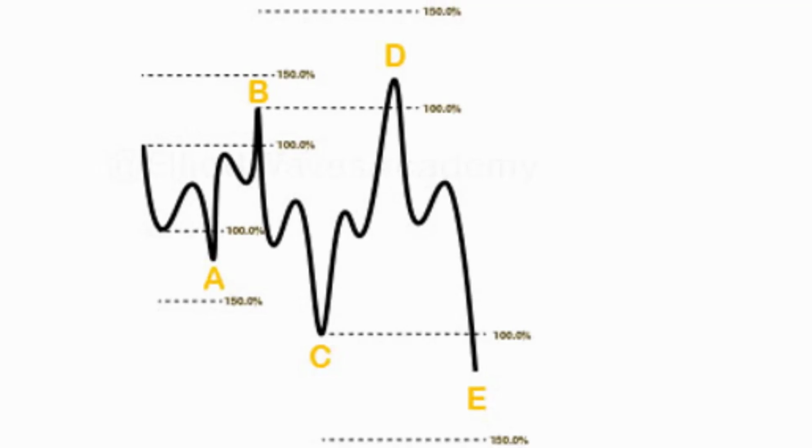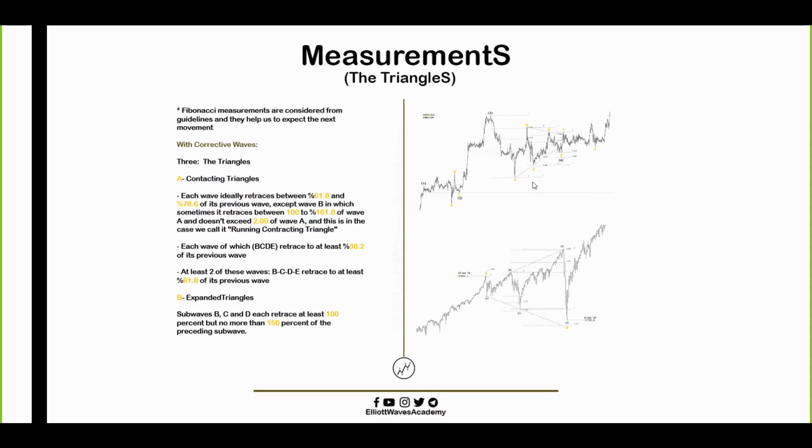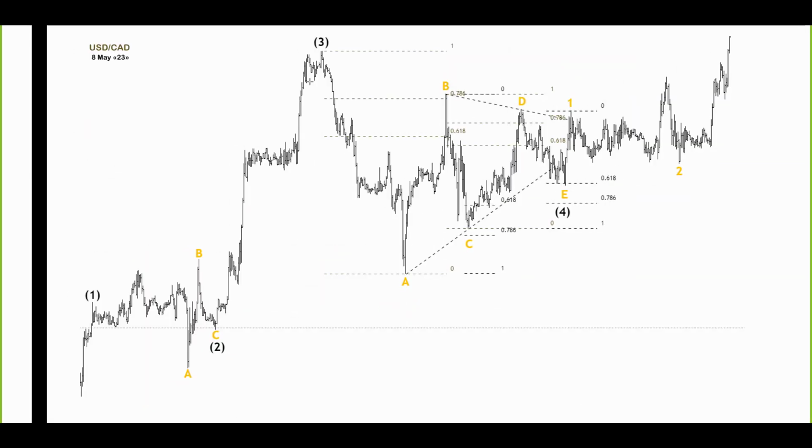I guess this is enough talking theoretically, and it's time to talk about these patterns practically. First we will talk about the contracting version of triangles, and then we will see an example of the expanded form, or expanded version, of triangles. Here with the contracting form of triangles, we have a good example with wave 4 of an impulsive wave. As you can see here, we have a contracting triangle A, B, C, D, E.